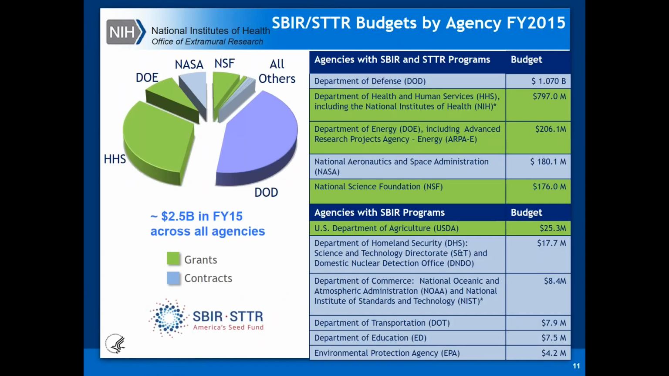Okay. So, as you're probably aware, various agencies participate in the SBIR and STTR programs. These are the budgets by agency. The one thing I'll note is that, as you can see, the DoD has the largest SBIR budget here. One of the distinctions you'll note is that at HHS, we tend to do our SBIR funding mostly through grants, whereas DoD, NASA, and some of the other agencies tend to do their funding through contracts.